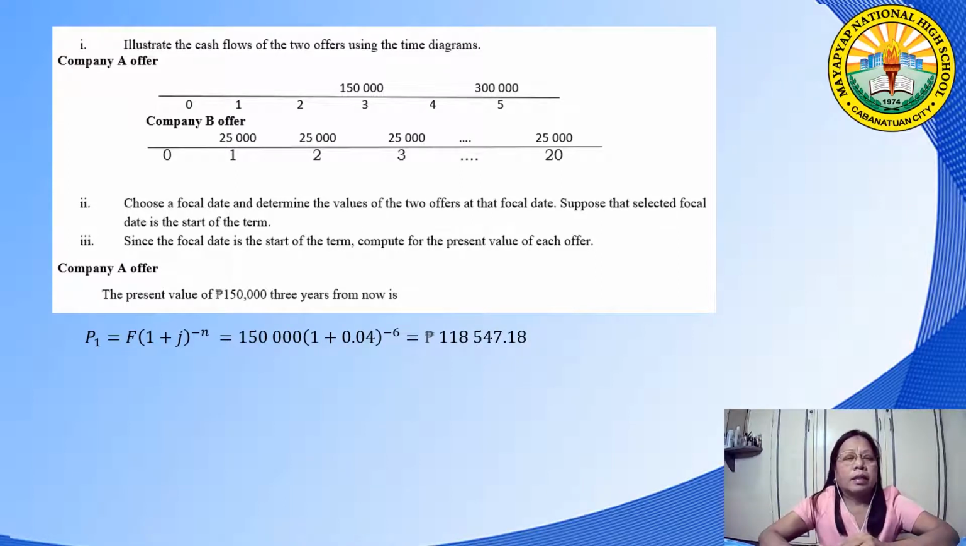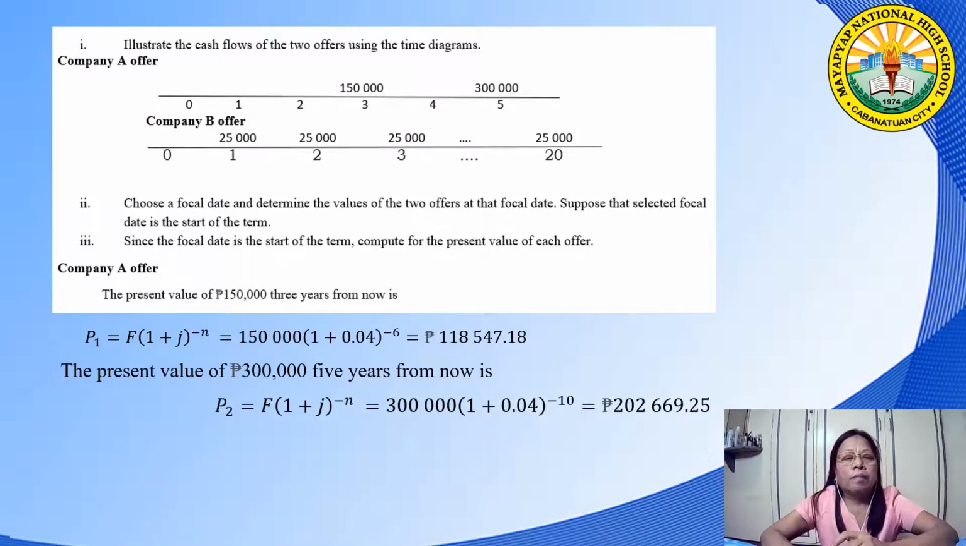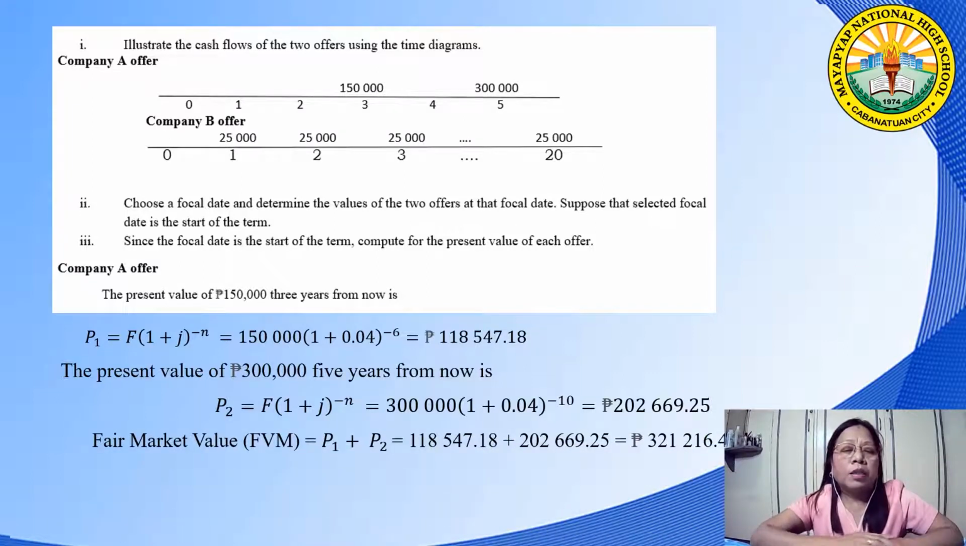While the present value of 300,000 pesos 5 years from now is P sub 2 equals F times 1 plus j raised to negative n, which is equal to 300,000 pesos multiplied by 1 plus 0.04 raised to negative 10 equals 202,669.25. So for the fair market value, you add P sub 1 plus P sub 2, so that is equal to 321,216.42.